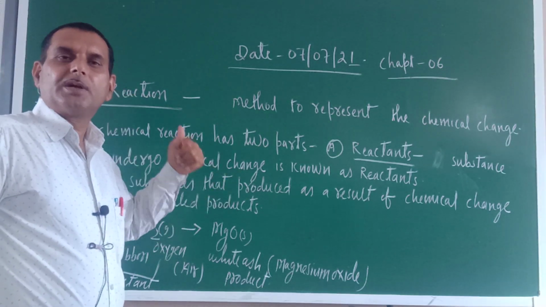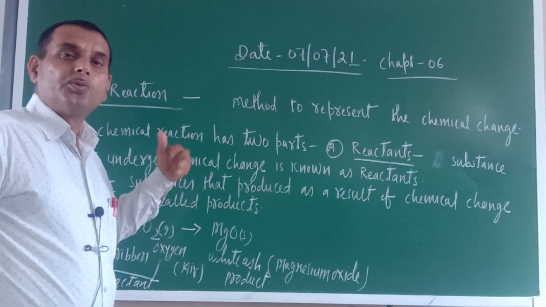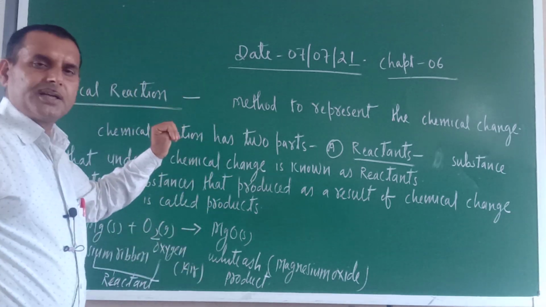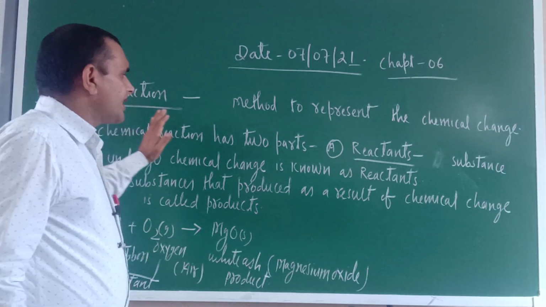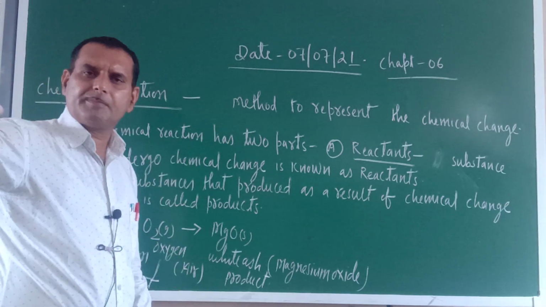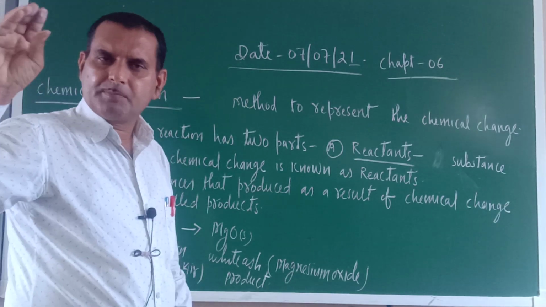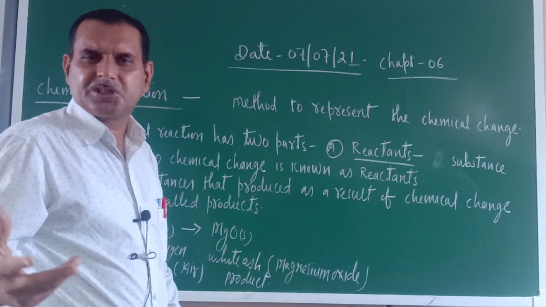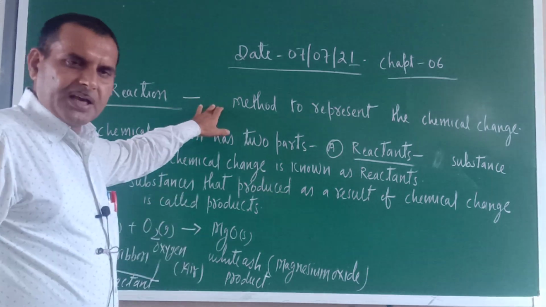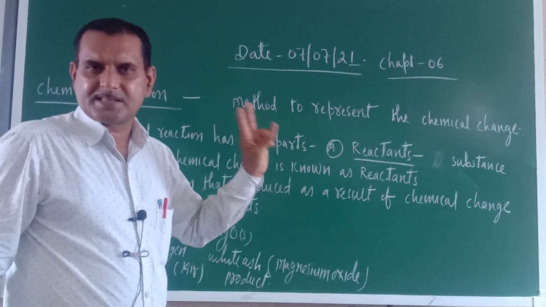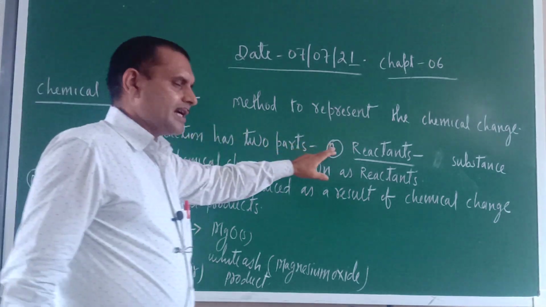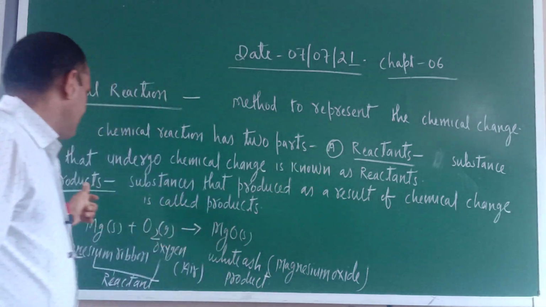A chemical reaction is a method to represent a chemical change. Whatever chemical changes there are, one particular method is there to represent that chemical change. Am I correct or not? In a chemical reaction, basically two parts are there. One is called reactant and the other is called product.